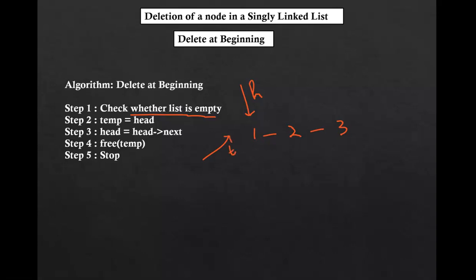Okay. Look at step 3. Head is equal to head arrow operator next, which makes head point to the second node. And now you delete temp. You free temp. And this is how you delete at the beginning.